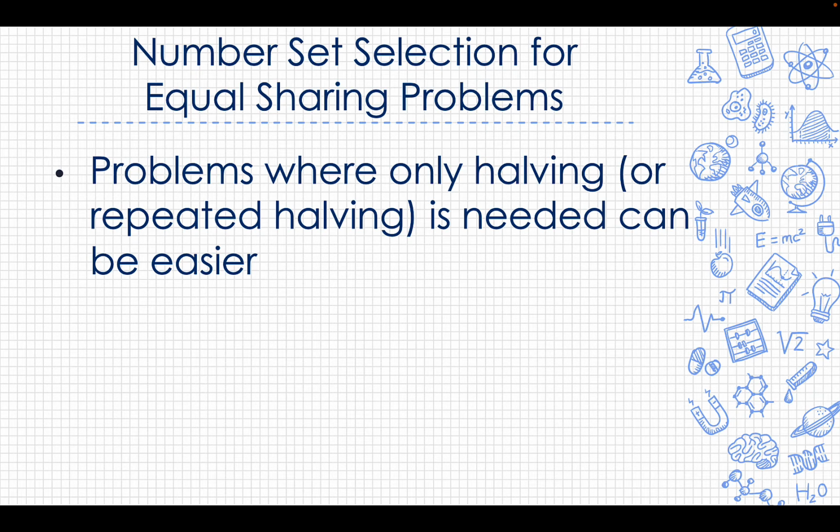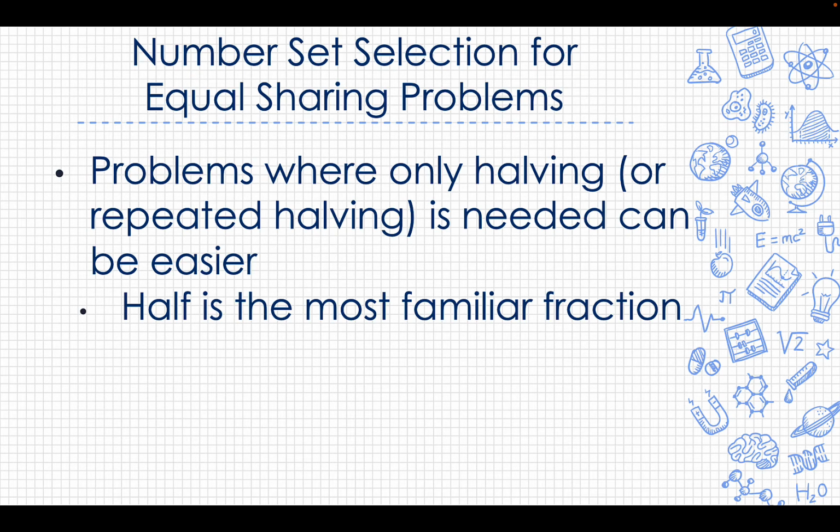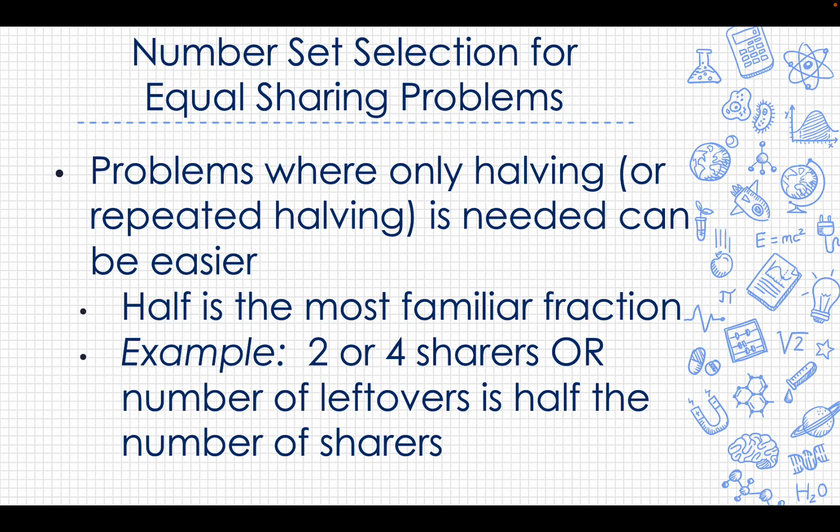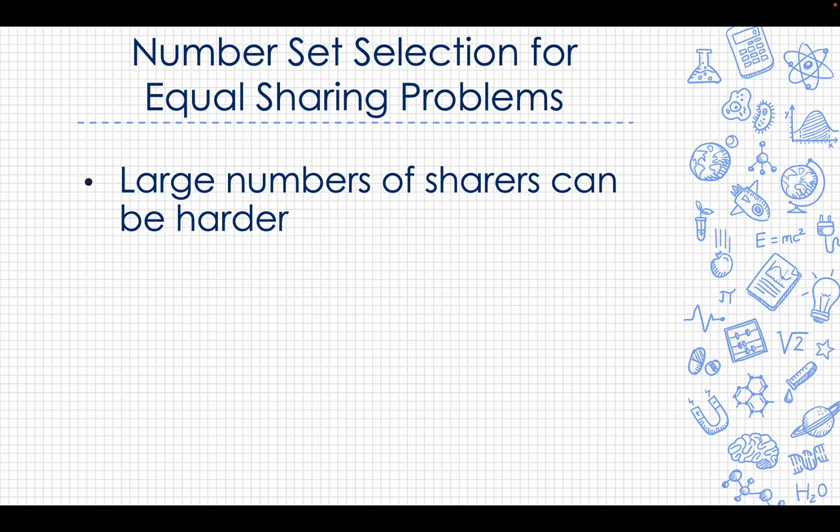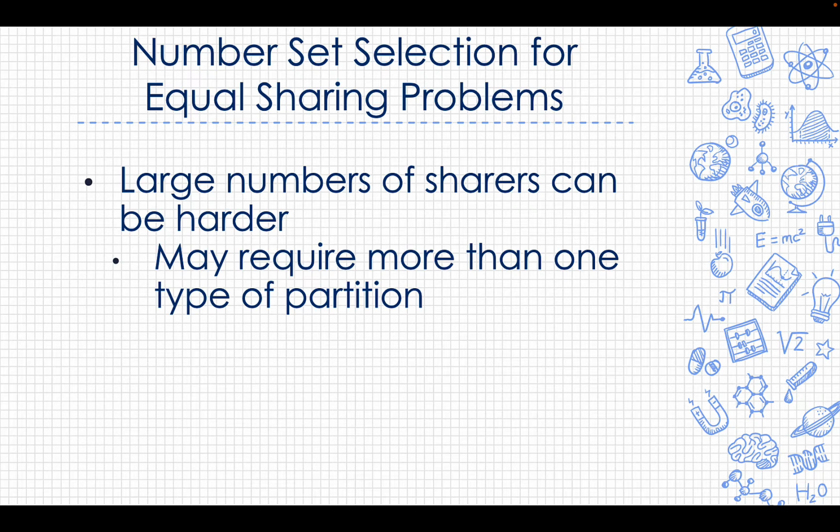Another thing to consider when you're developing equal sharing problems is that problems where only halving or repeated halving is needed can be easier. Half is the most familiar fraction, and in fact, young people will try to halve even when it doesn't make sense with the number of shares, because that is what they're most familiar with. So for example, you might have 2 or 4 shares, or the number of leftovers is half of the number of shares. And a large number of shares can be harder for young people, so we reserve that for more experienced mathematicians or those who have already engaged in a number of equal sharing problems.